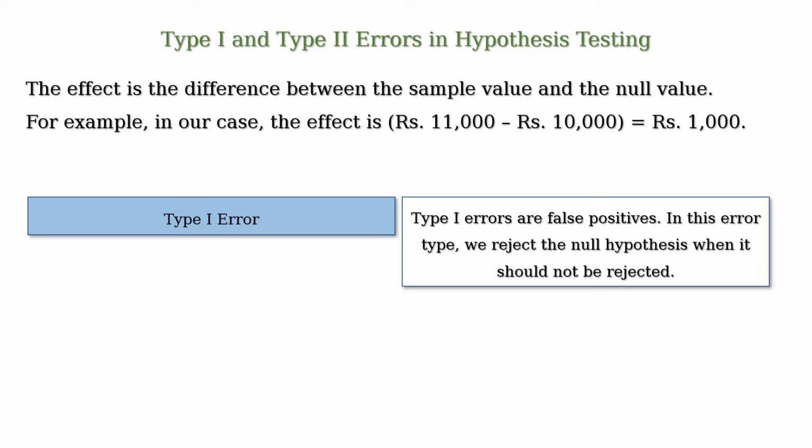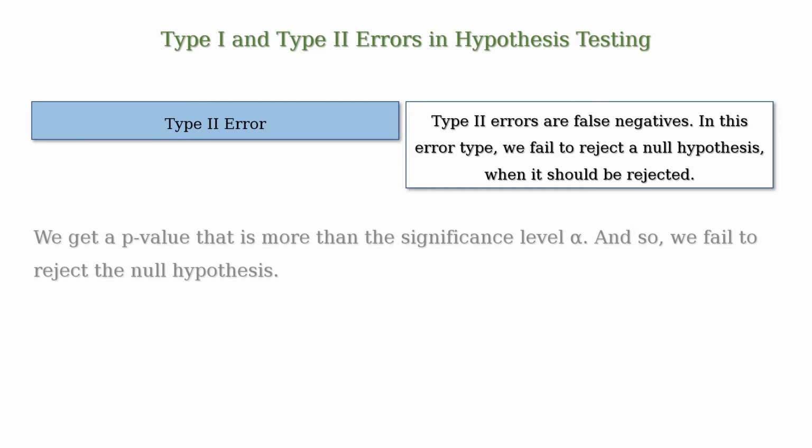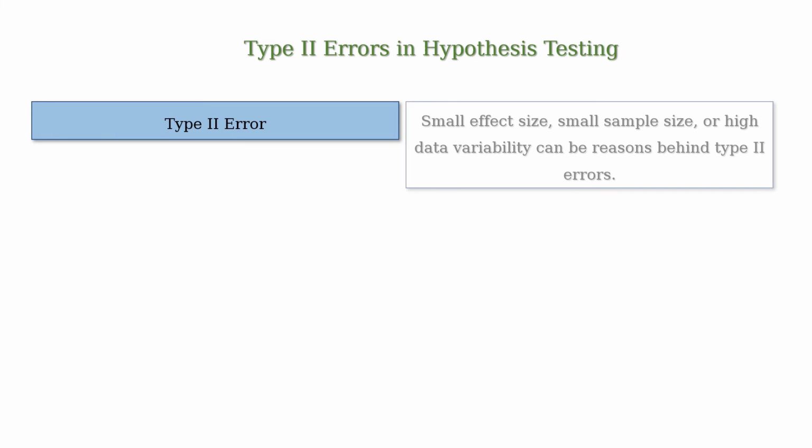On the other hand, type 2 errors are false negatives. In this error type, we fail to reject a null hypothesis when it should be rejected. In other words, we get a p-value that is more than the significance level alpha and so we fail to reject the null hypothesis. But the null hypothesis should be rejected. And type 2 errors can happen for several reasons. Small effect size, small sample size or high data variability can be reasons behind type 2 errors.